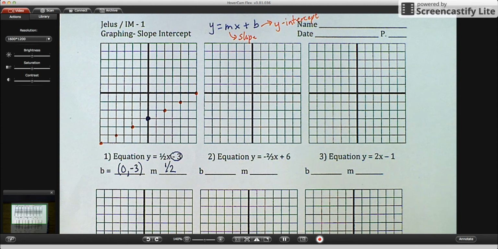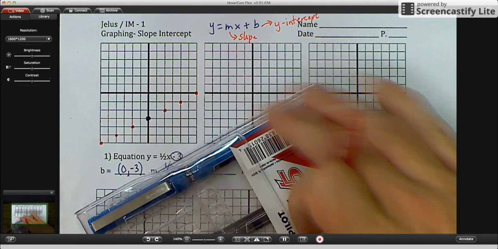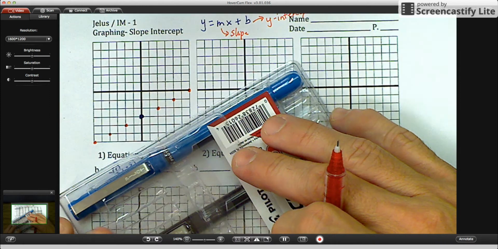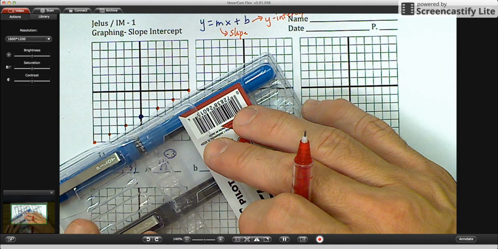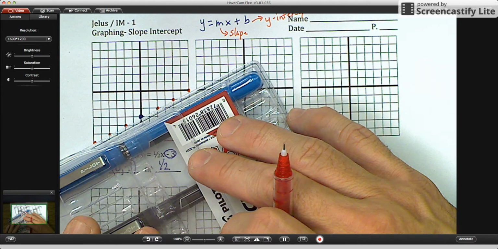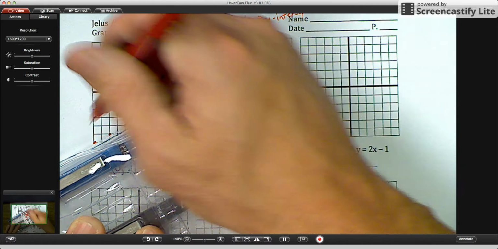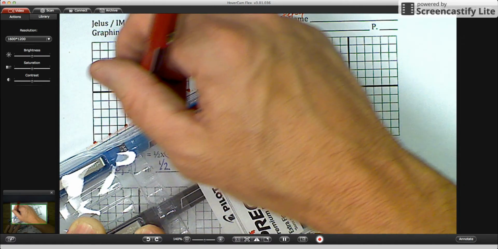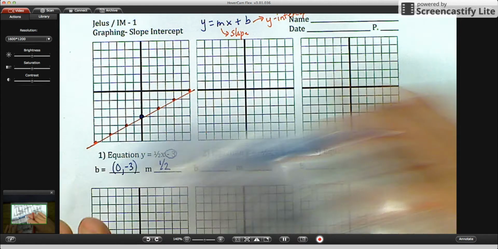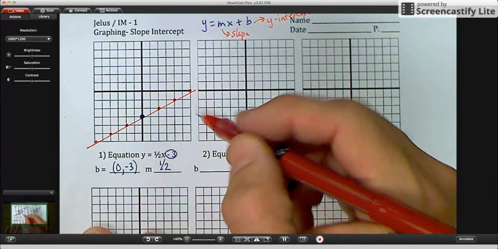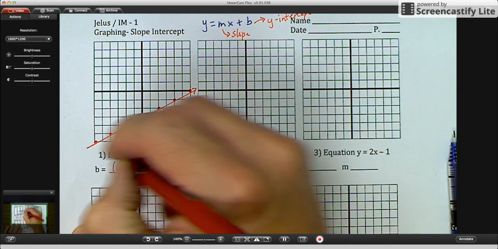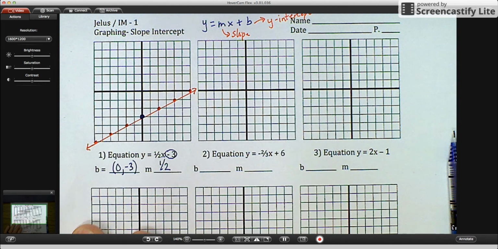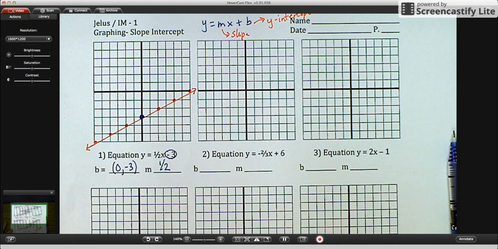As we are graphing our line, we want to make sure we have a nice straight edge. I'm going to use this pen case because that'll provide me with a nice straight edge. You can use a ruler or an ID card. ID cards are the best. Boom and boom. And there's the answer to the first one.